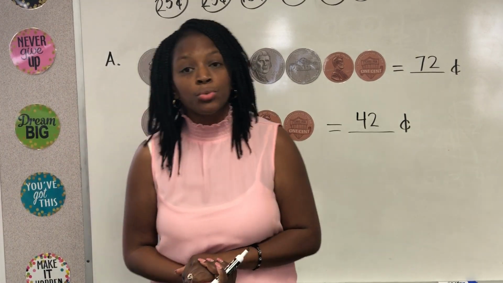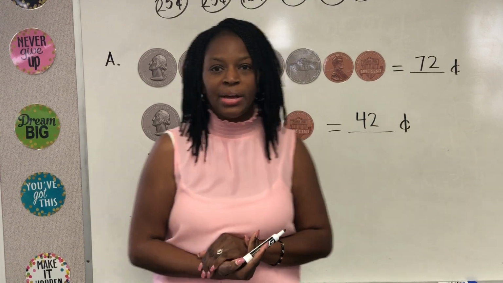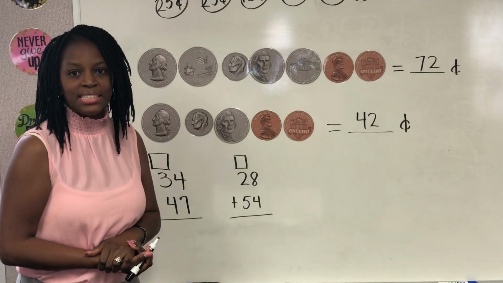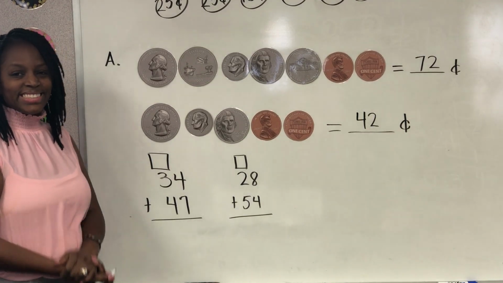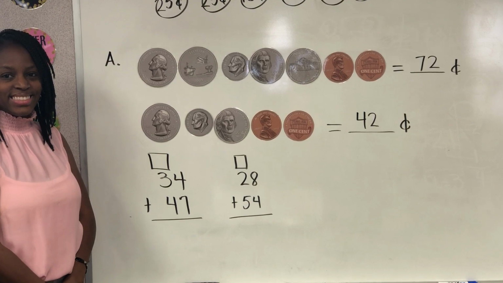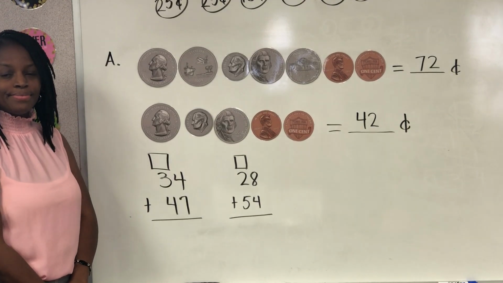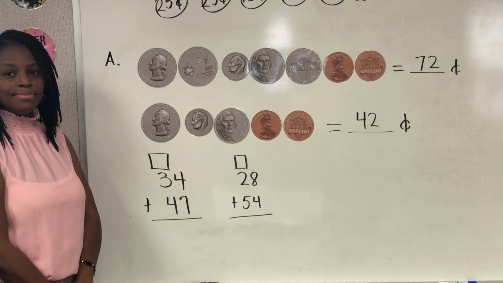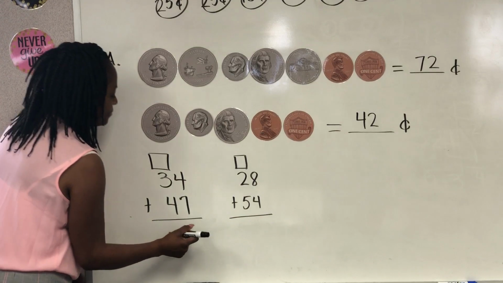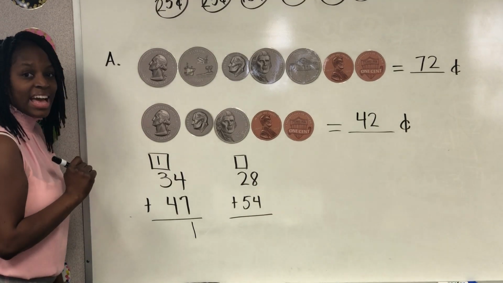So now we're going to review carrying to the tens place. Now I bet you guys are a pro at it. So go ahead and do this on your own. 34 plus 47. All right. What's 4 plus 7, boys and girls? 4 plus 7 is 11. So you put the 1 in the ones place. You carry the other one to the tens place.